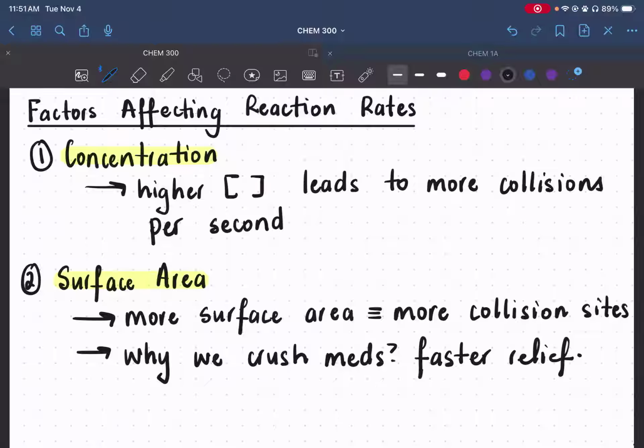You've probably crushed some tablet to put in your water. Maybe some of us take sleep aids, crush it in our night tea, whatever. Help us fix a hangover. That fine powdery substance allows for more collisions than just a straight solid tablet.